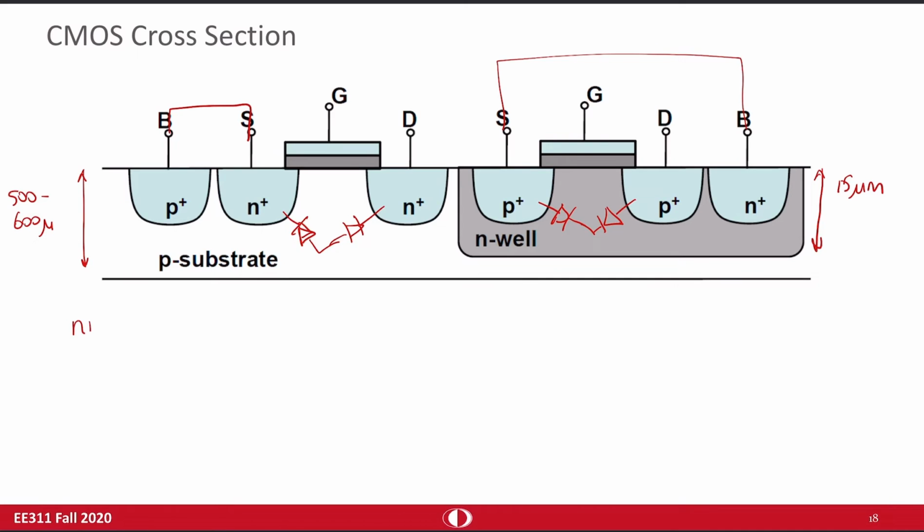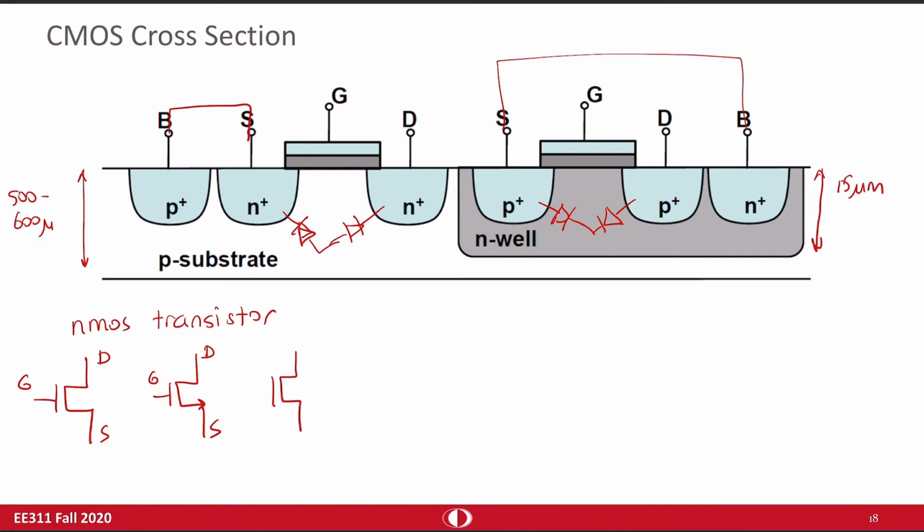For NMOS transistors, you can see different drawings. This is an NMOS: drain, gate, source. This is also an NMOS: drain, gate, source. You can use the fourth terminal as well: drain, gate, source, and bulk. This notation is mostly used for digital circuits. In the scope of this course, we will follow this notation.